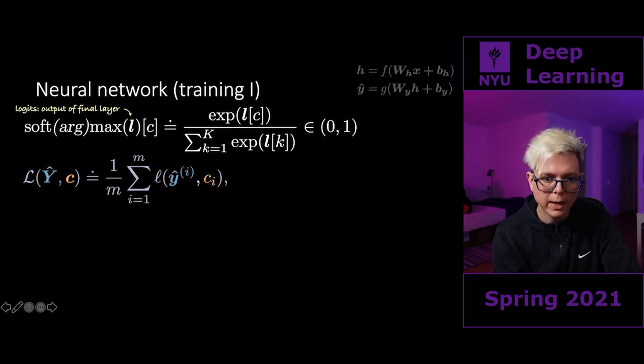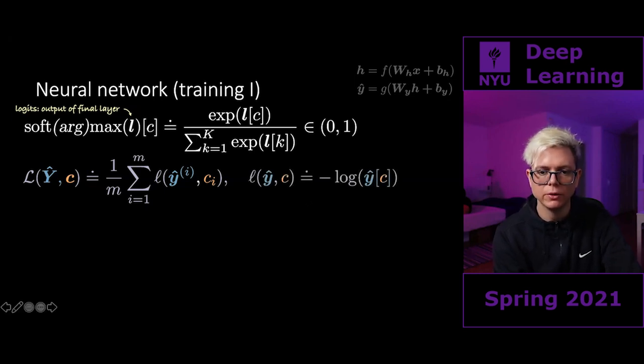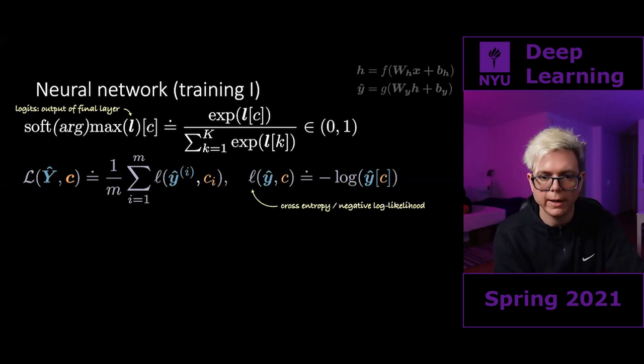So here I have one outcome, my y hat for the ith input, and then the correct class for the ith item. And so what do I use here? Right now I'm going to be using the following. My per sample loss is going to be defined in this case to be the minus log of the y hat at the location told by the correct class. And this is also called cross entropy, negative likelihood. We don't care right now. I just show you what I'm doing.